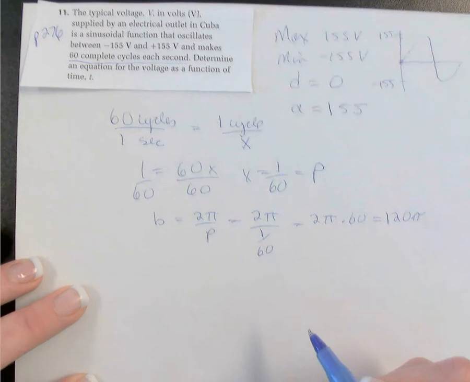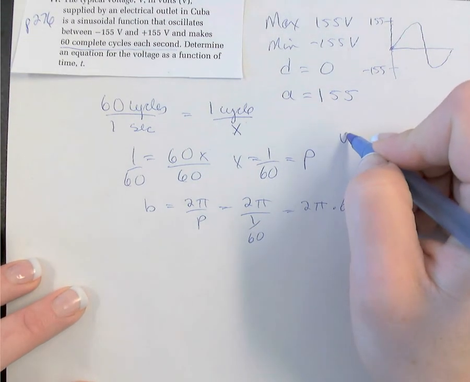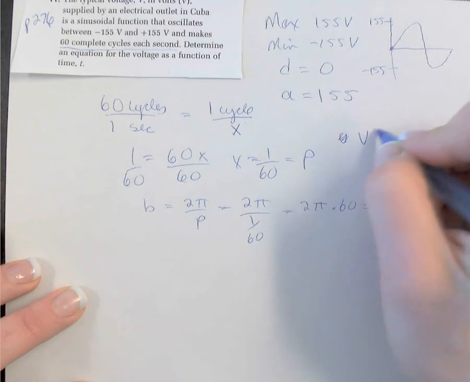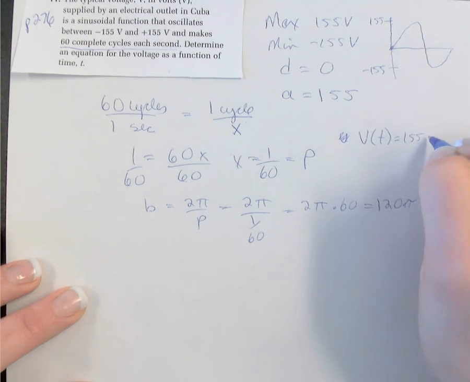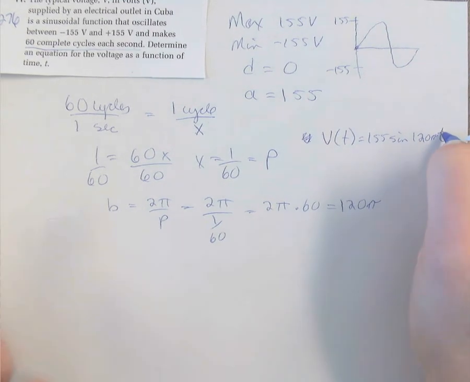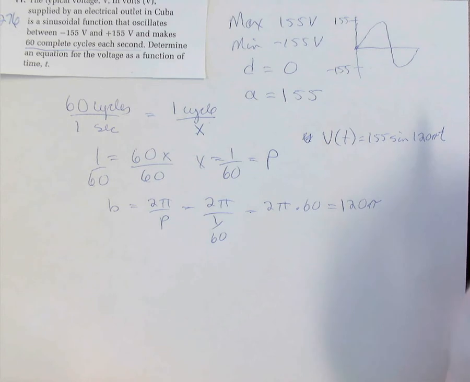So if we have a sinusoidal function, our final equation would look like this. Y, actually we should use V perhaps. V of t is equal to the amplitude, so 155 sine of 120 pi is my B value. T is the variable, if you look at the question, that I should use instead of X, and I don't have a D value, so there would be my final answer.